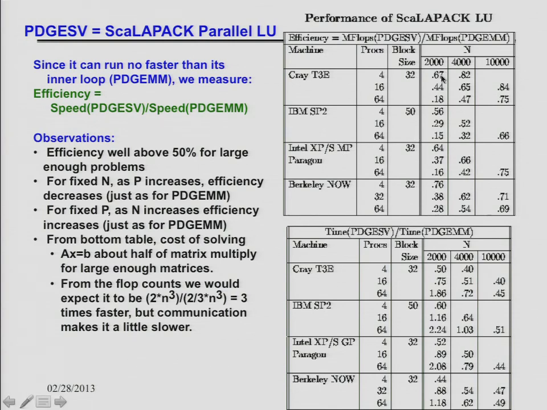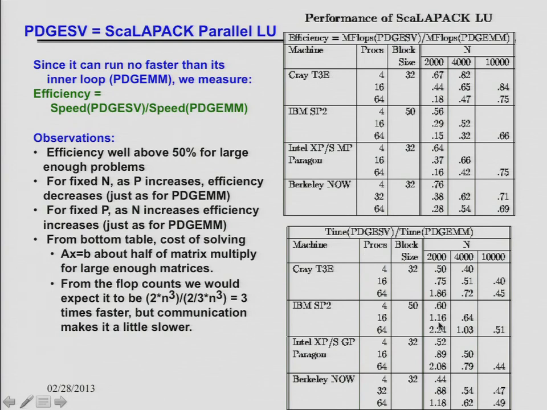And so here's the pattern. It's the same as before. If I fix the problem size, n equals 2,000, and increase the number of processors, communication gets more and more dominant, and I go from 67% efficient compared to matrix multiply down to 18% efficient. But if I fix the number of processors and increase the problem size, I spend more and more time doing flops, and the efficiency goes back up to a decent fraction of one. So this is sort of the same picture. I'm saying that matrix multiply is the peak speed I can hope to go at since it's my inner loop, and I'm comparing my speed to that.